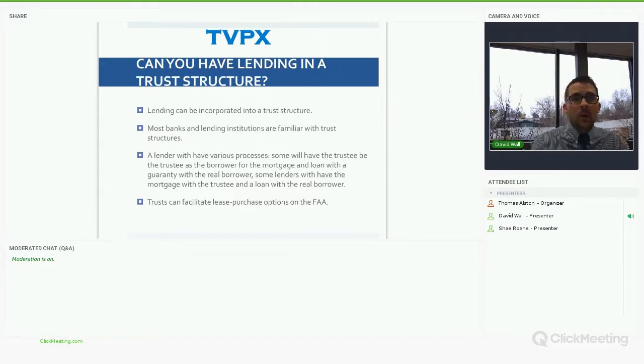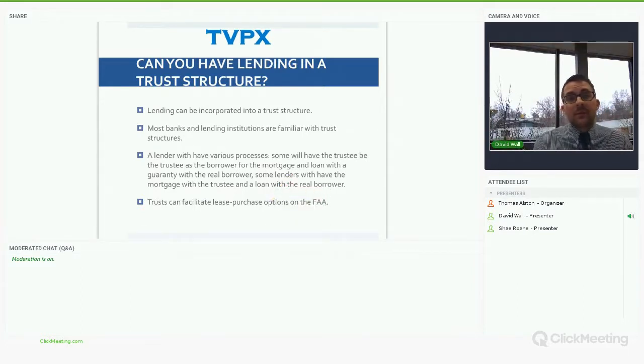Different lenders will have different requirements. Some will have the trustee act as both the borrower and the mortgagor on the security agreement that's filed with the FAA. Others will have a separate loan agreement with the actual borrower, with the grantor of the trust, and then just simply have a mortgage and security agreement filed with the FAA with the trustee. So some lenders have different structures of documents that they use, but we've certainly worked with every lender that I can think of.